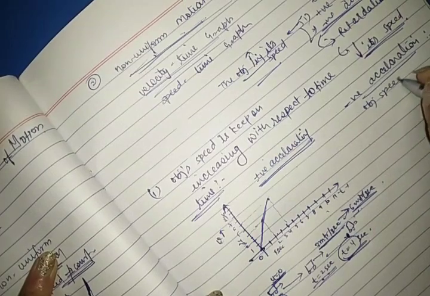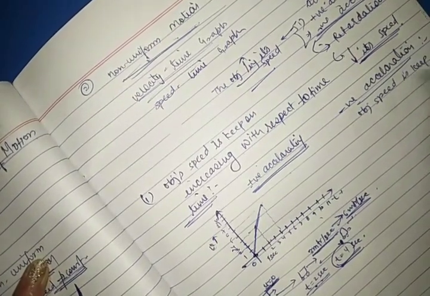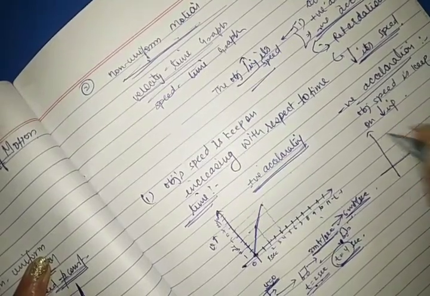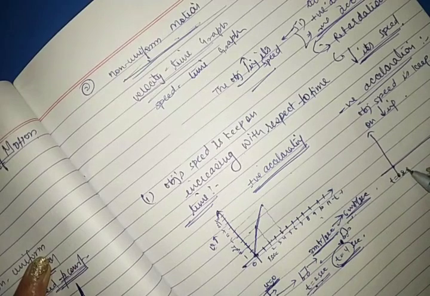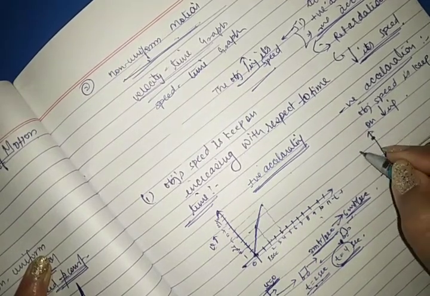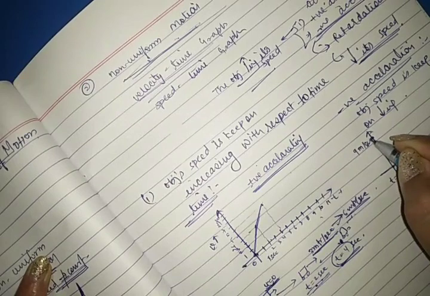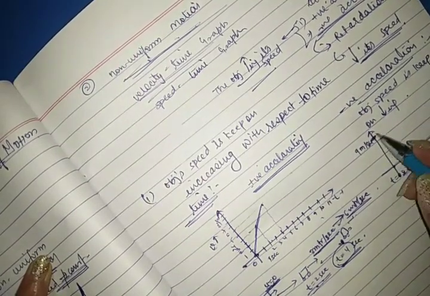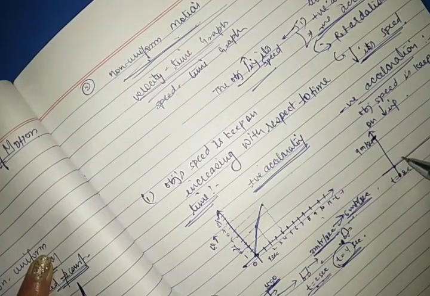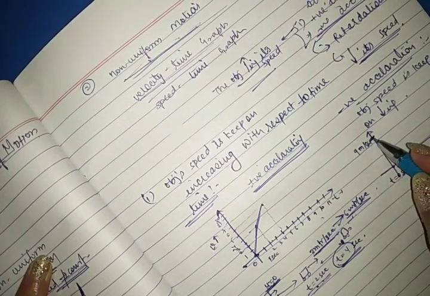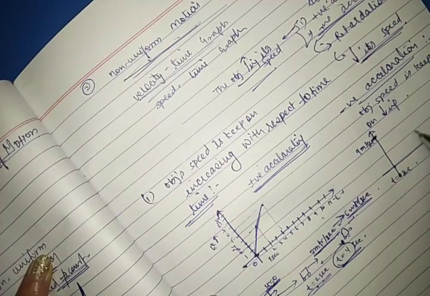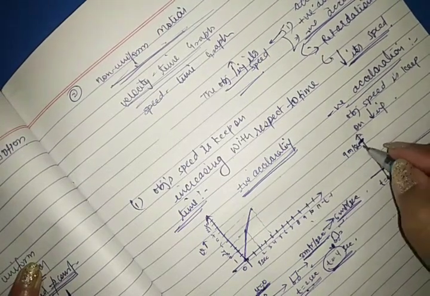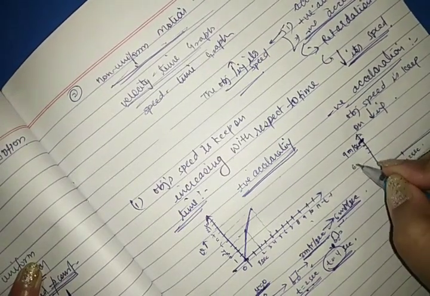The object's speed keeps on decreasing. That means if the object is traveling with a speed of, say, 9 meter per second, its initial speed is 9 meter per second, but after applying the brake or due to some other cause, it slows down its speed such that at t equal to 2 second, its speed will become 6 meter per second.